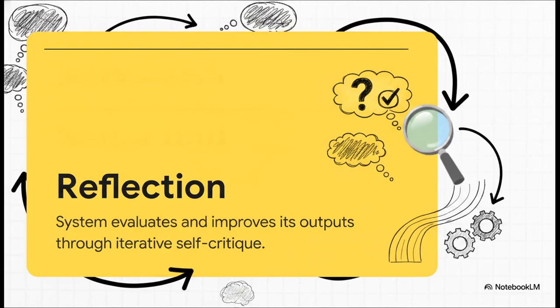Before it returns an answer to you, it basically does a secondary check. It asks itself, wait, is this factually correct? Did I follow all the constraints? It mimics how a human would revise a rough first draft on the fly.